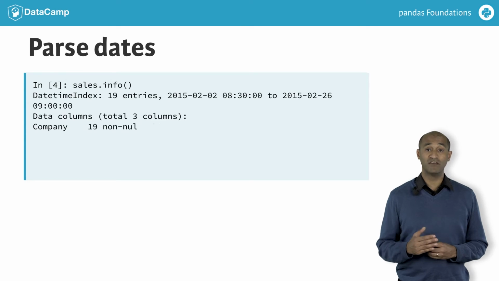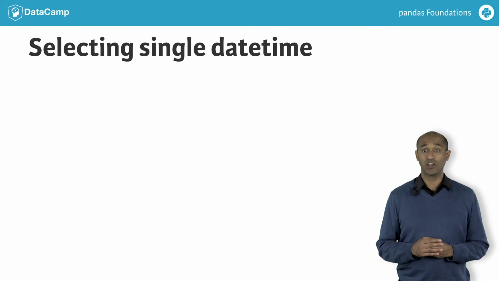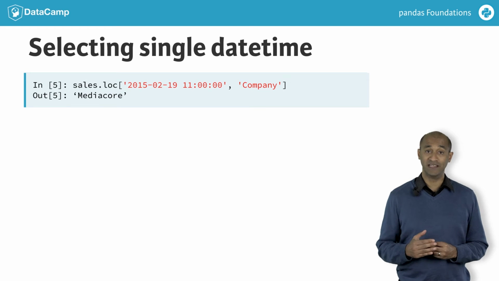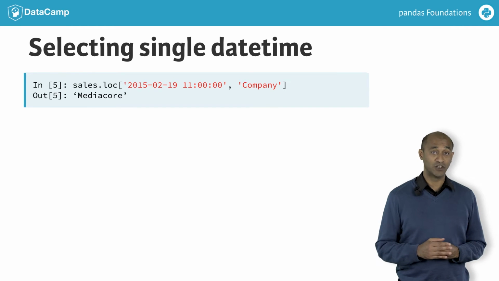Let's look at the output of sales.info. We can see from sales.info that we have a datetime index that runs from the morning of February 2nd to the morning of February 26th. Remember, the .loc accessor can be used to select data by row and by column. With datetimes in the index, we can use very sophisticated selections. For example, we can select the company that made a purchase on February 19th at 11 a.m. by selecting the full datetime string and the company column name.